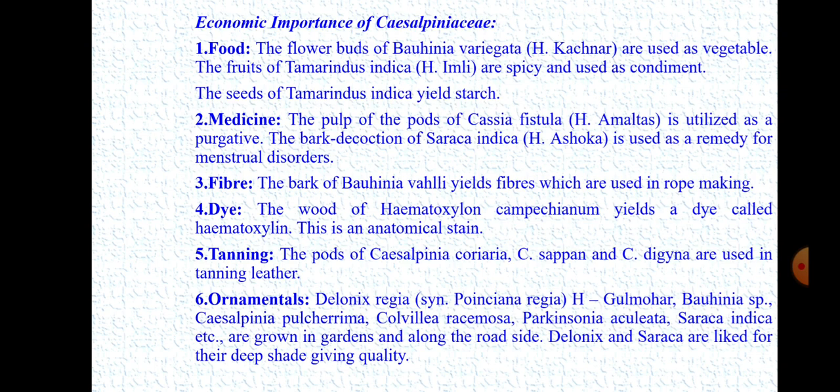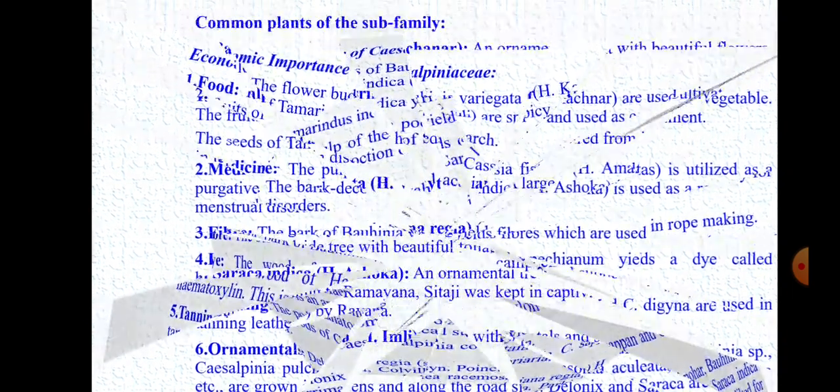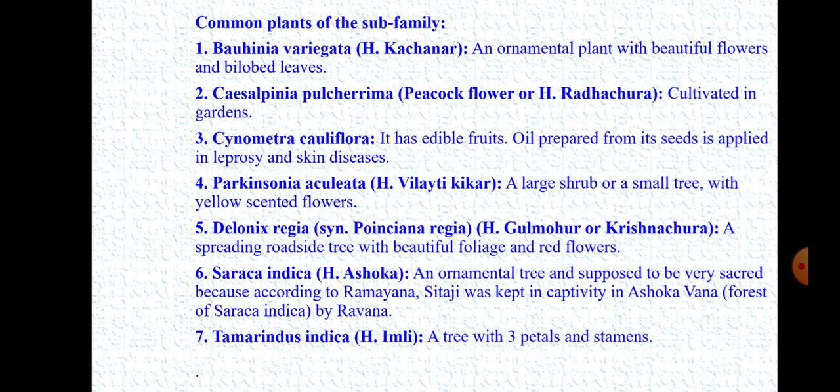Then Caesalpinia coriaria is one of the plants whose parts are utilized for tanning leathers, and some of the plants are utilized for ornamental purposes, like Delonix regia, Bauhinia, etc. These are the certain plants. So a common plant of this subfamily Caesalpiniaceae is Bauhinia variegata. We commonly call it Kachnar or Kanchan.